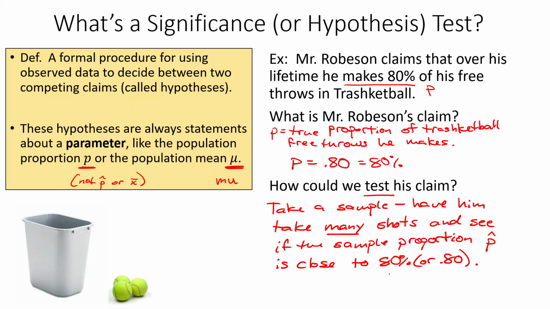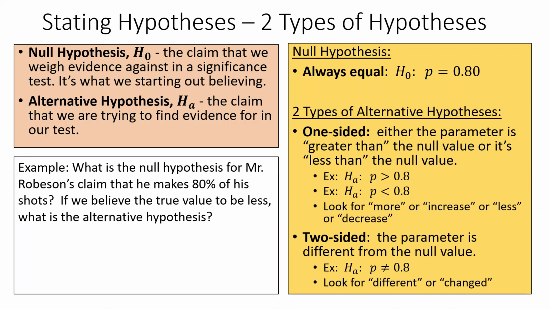All right, so it's probably not going to match it exactly, but if I take shots and I make 79% of them, and my claim is that I make 80% over my lifetime, then you know what, that's pretty close. You're probably going to say, all right, he could probably make 80% over his lifetime. But if I take a bunch of shots and I only make 50%, and I'm claiming that I make 80%, then you're probably going to think, wait a minute, that doesn't sound right. I think he might be lying to us. All right, so that's how we do hypothesis tests. So today we are just working on how to state the hypotheses.